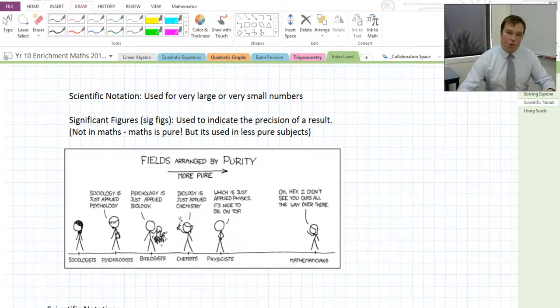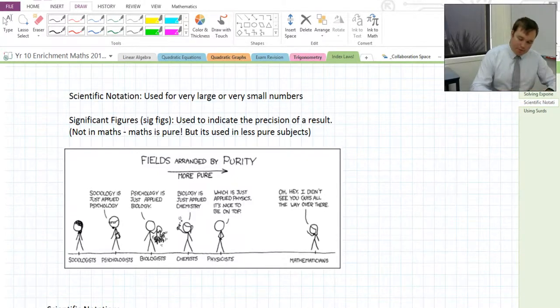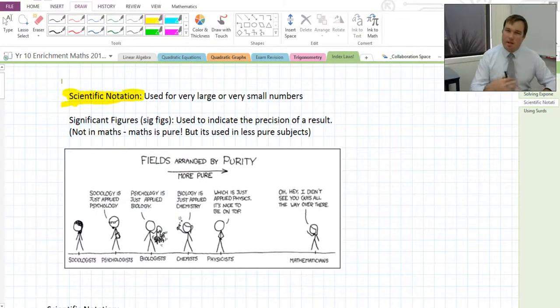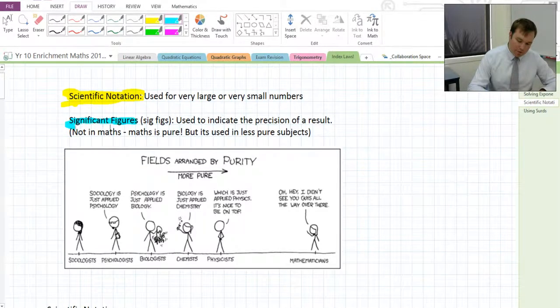Today we're going to cover two different concepts. First is very much in the textbook called scientific notation. You'll have come across it before. The second, because we're in a sciencey theme, is something called significant figures. Or for those who are cool, we just call them sig figs.